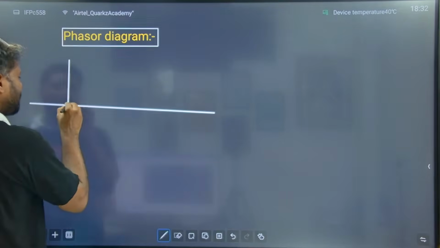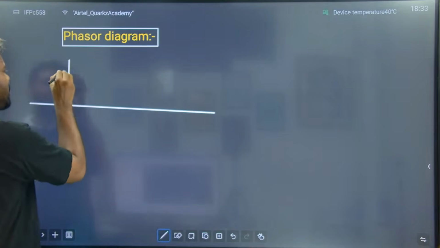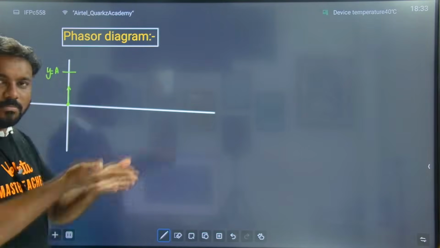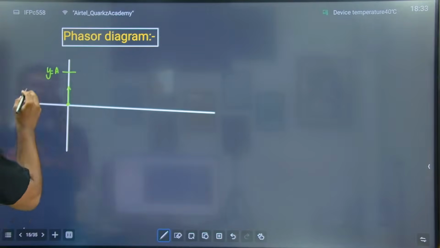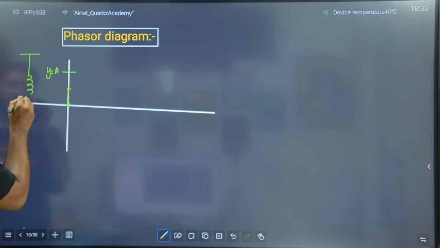So this is my particle, I have taken it. It is moving in the upward direction and reaches the maximum point, y is equal to a. Just like a simple pendulum, it is moving up and down. So if I take this, it is a simple pendulum.